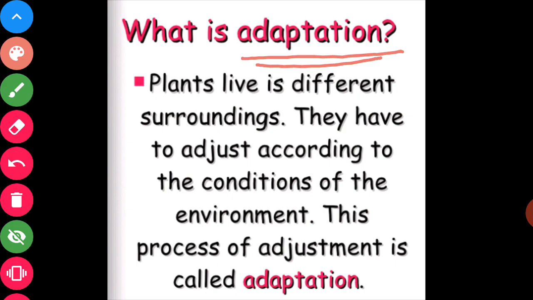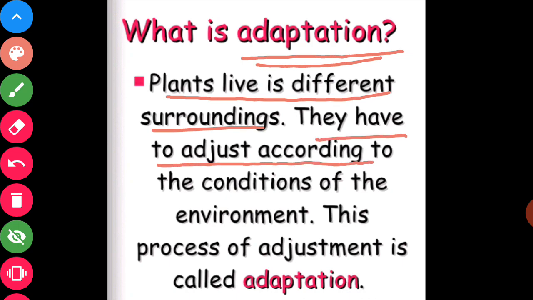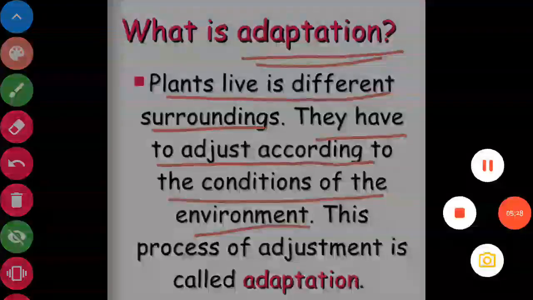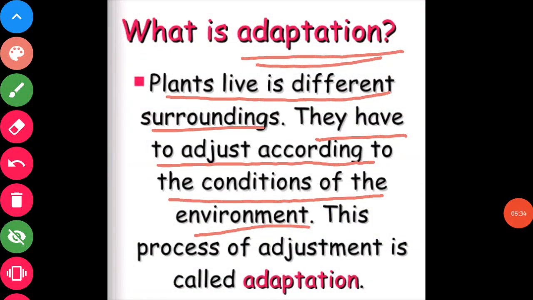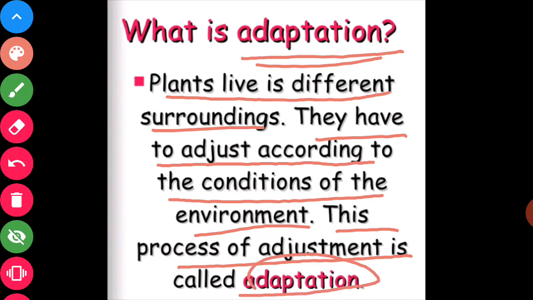It is called adaptation. Such as plants live in different surroundings. Some plants are found in water. Some plants are found on terrestrial land. They have to adjust themselves according to the conditions of the environment. This process of adjustment is called adaptation.